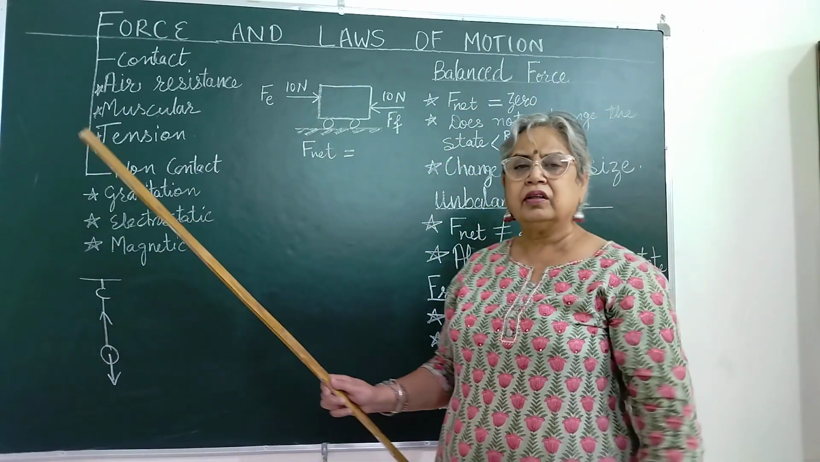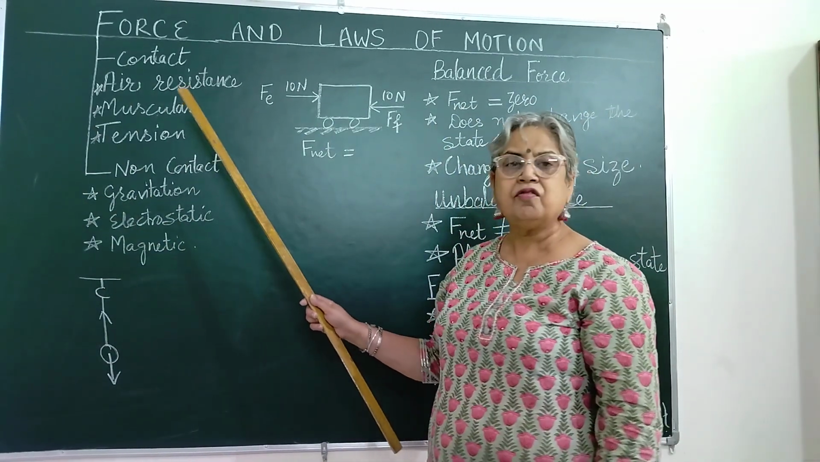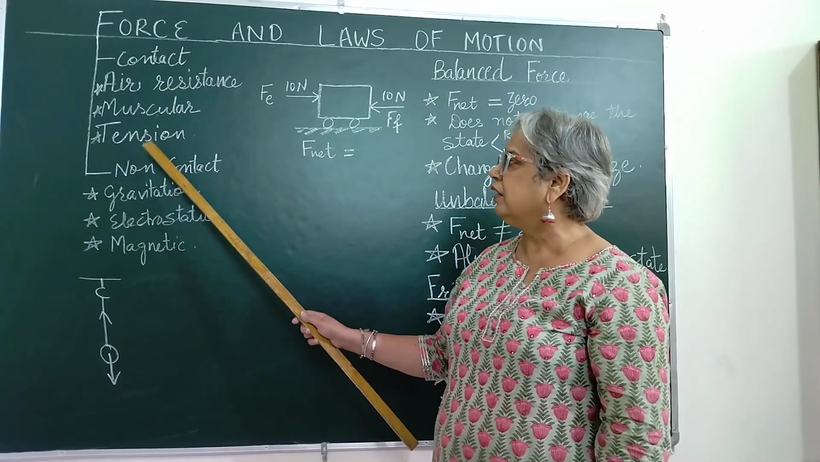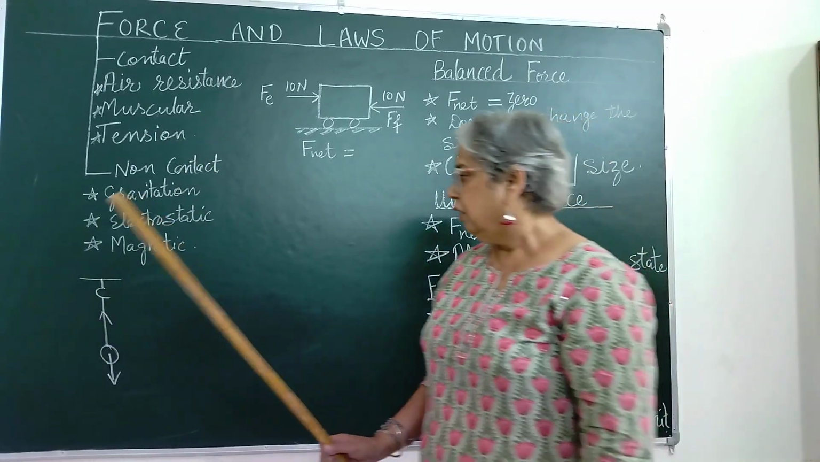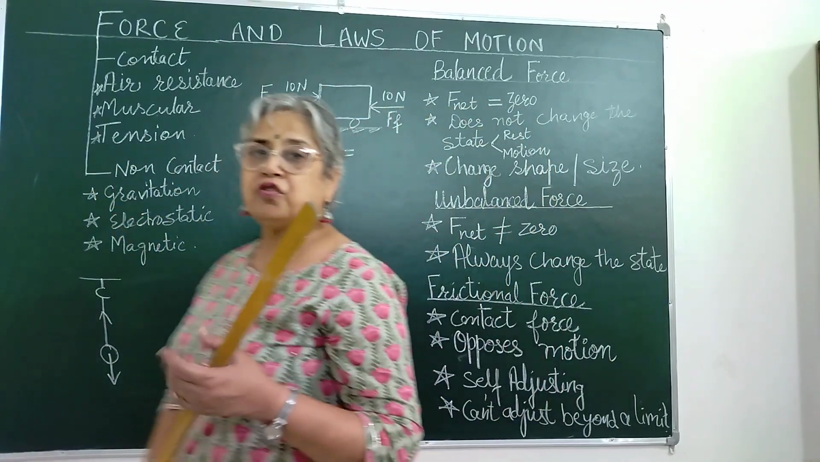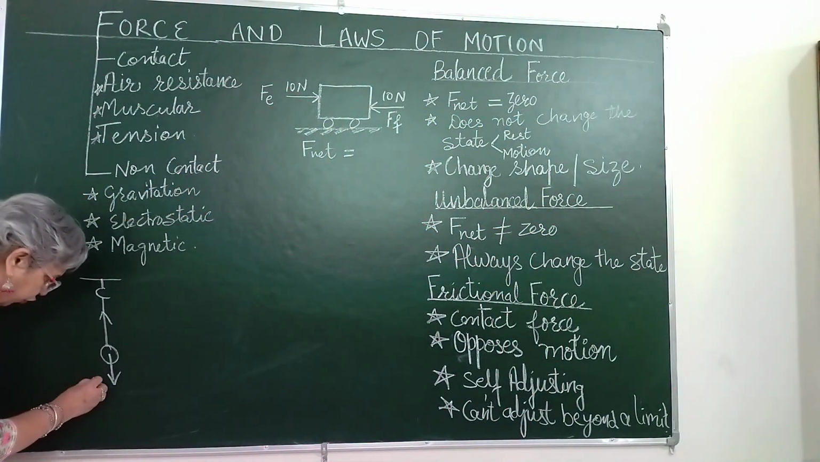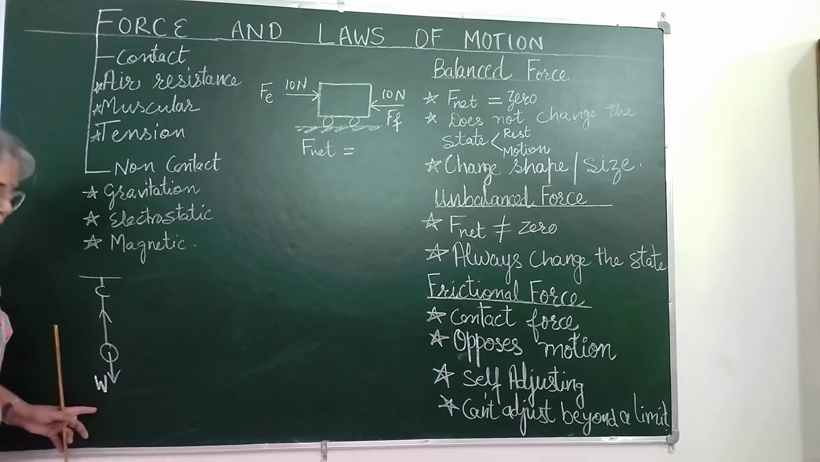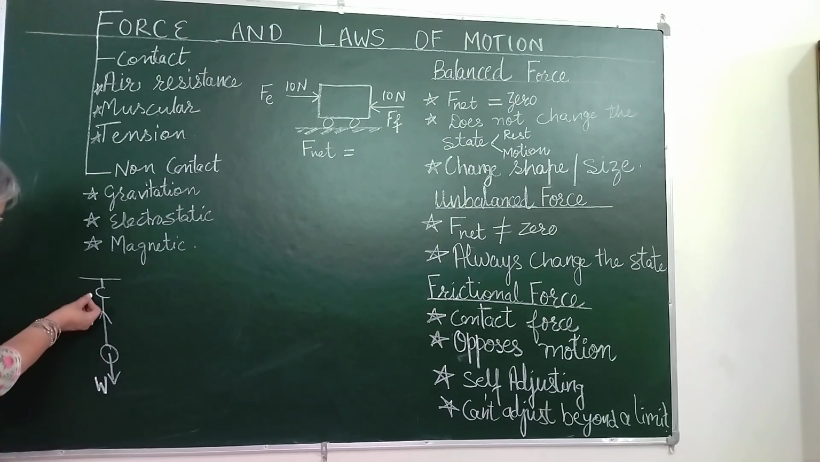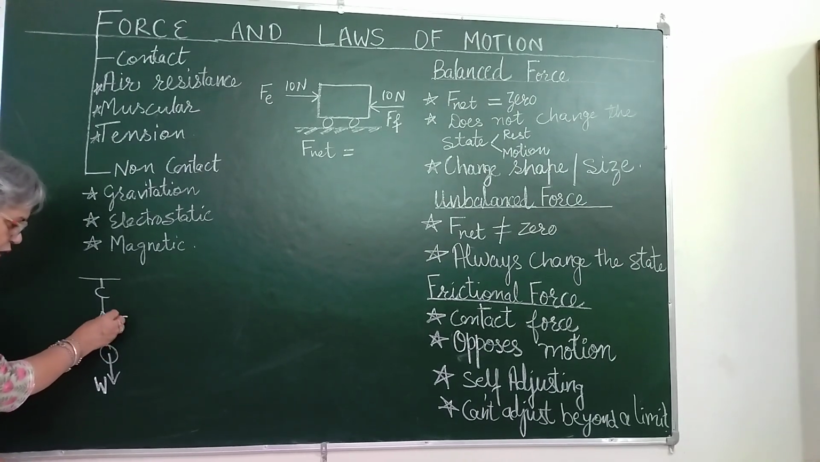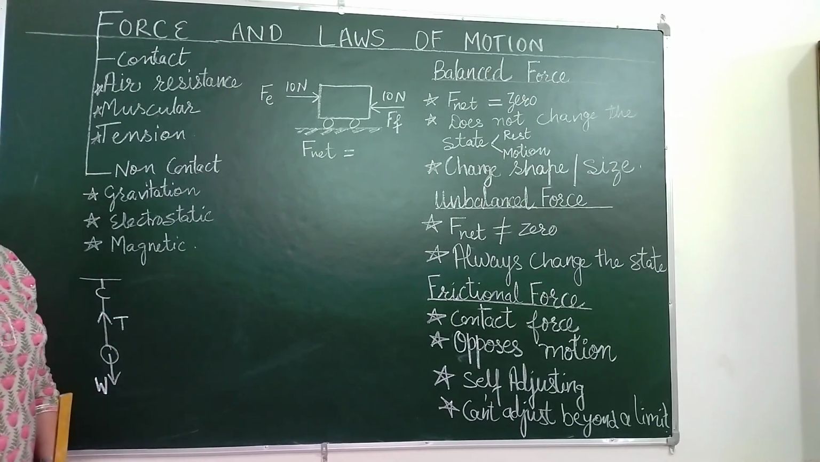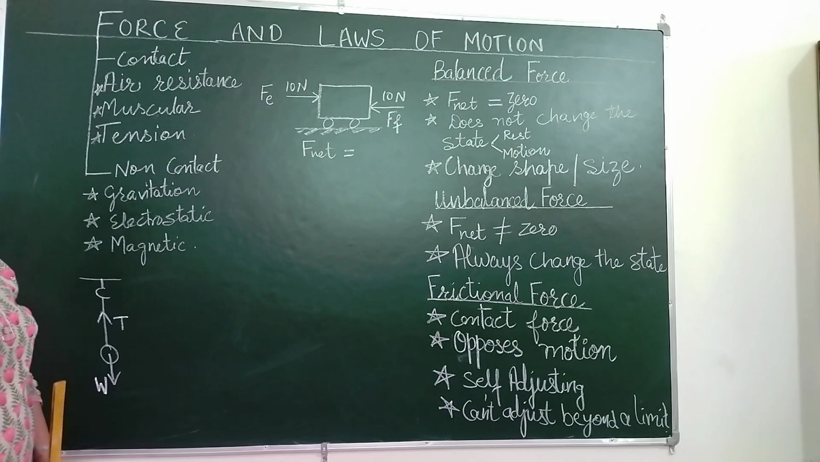Various contact forces are there, some of which are air resistance, which we also call drag, then water resistance, muscular force and then tension. Now what is tension? If something is suspended from a rigid support, then two forces are acting. One is the force of gravity, called the weight of the object, pulling it downwards. But it is not falling down. Why? Because there is an upward force acting on the bar with the help of this string, and that force is called tension force. Tension due to string.